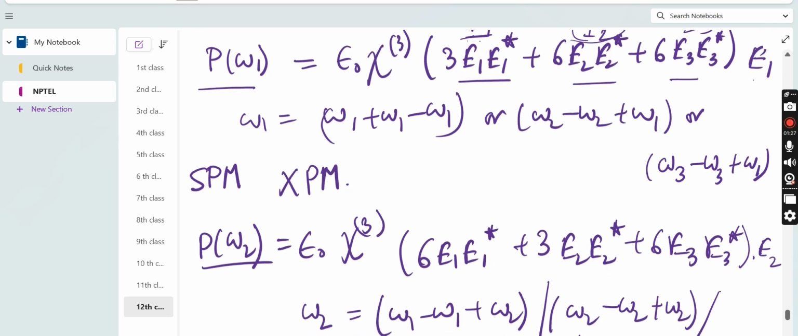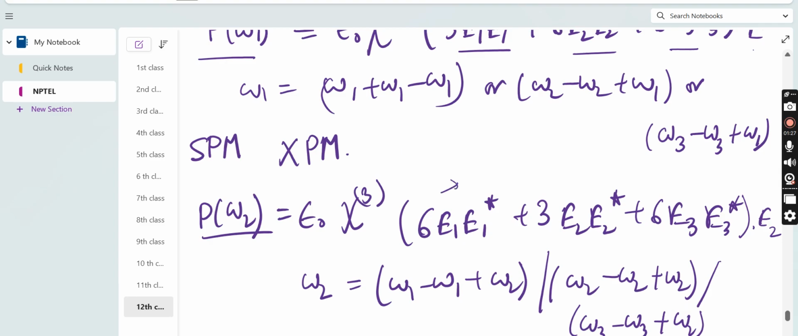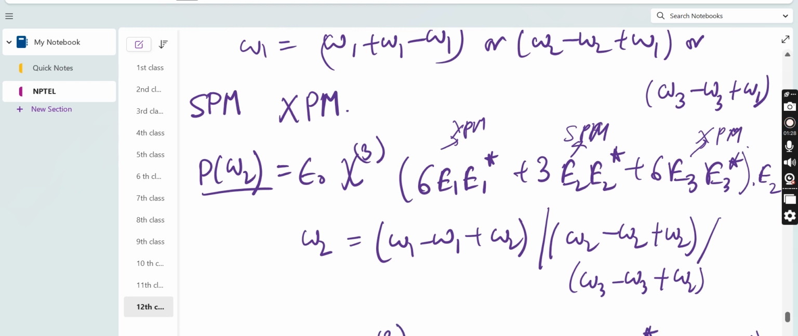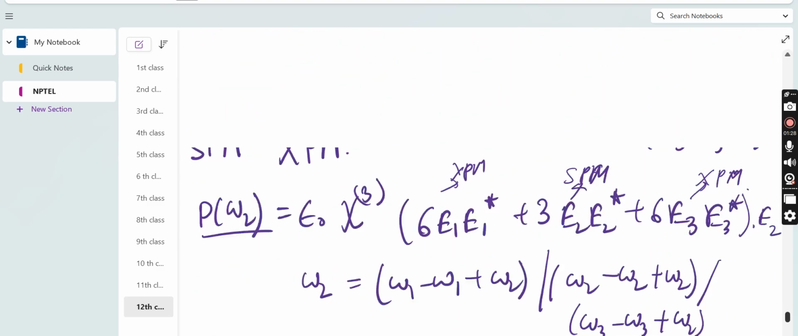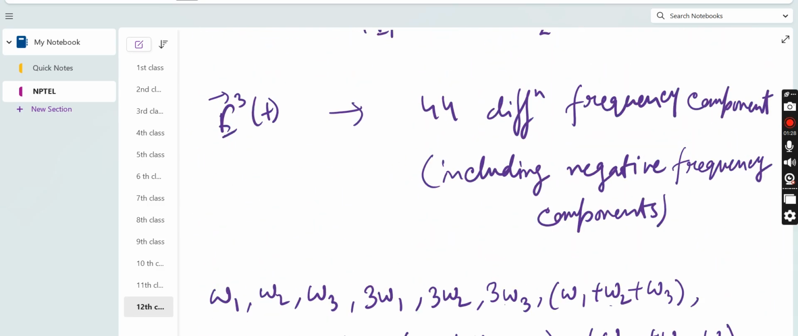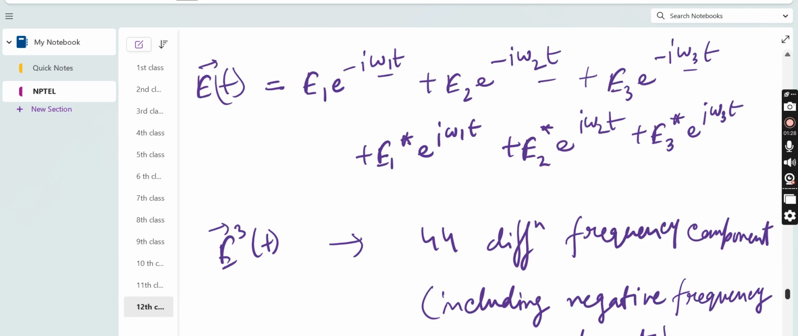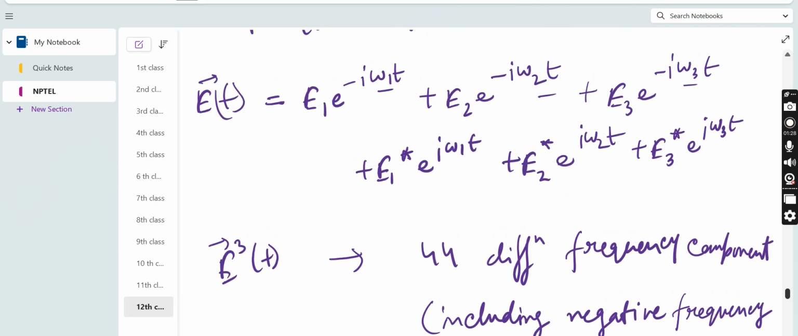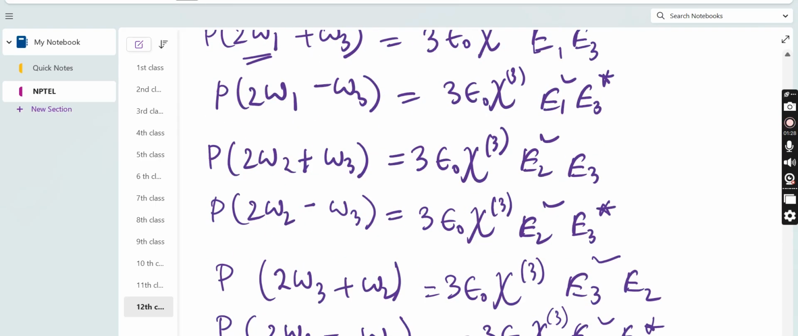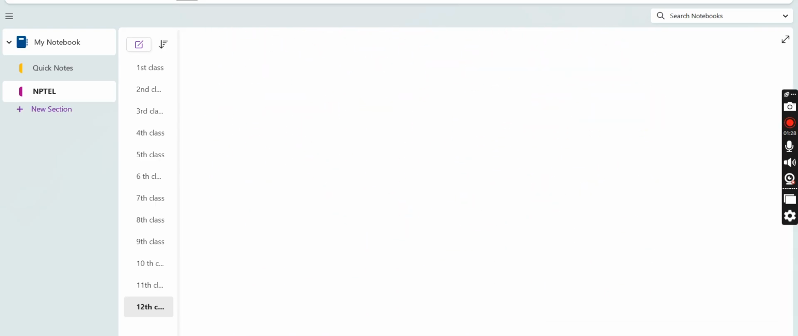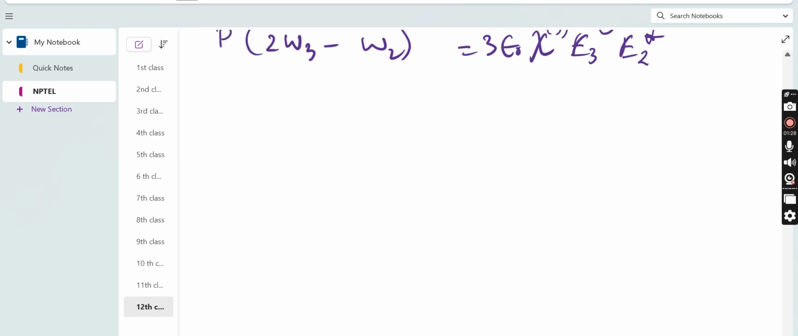Similarly, here this is cross phase modulation. This part is self phase modulation for E2. This is also cross phase modulation. And they change the refractive index. So this example starts with 3 different frequencies. Let's go into something more easy.